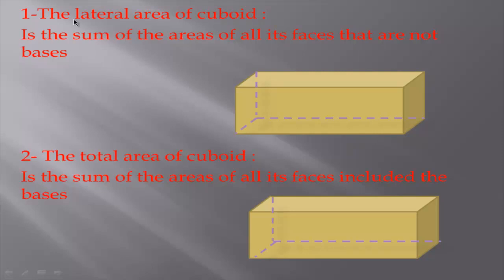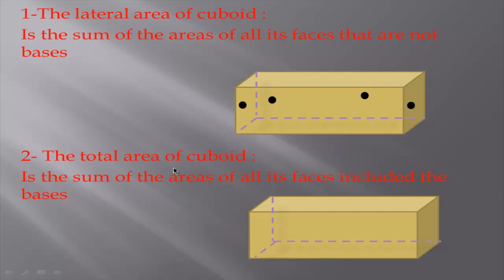Now, this is the new part we'll study this term. It's about the lateral area of the cuboid. But first, ask yourself what is the meaning of the lateral area. The lateral area is the sum of the areas of all its faces that are not bases. So here in the lateral area, we don't talk about the bases, just about the 4 lateral faces: the first face is this one, the second, the third, and the fourth one. This is the lateral area of the cuboid.